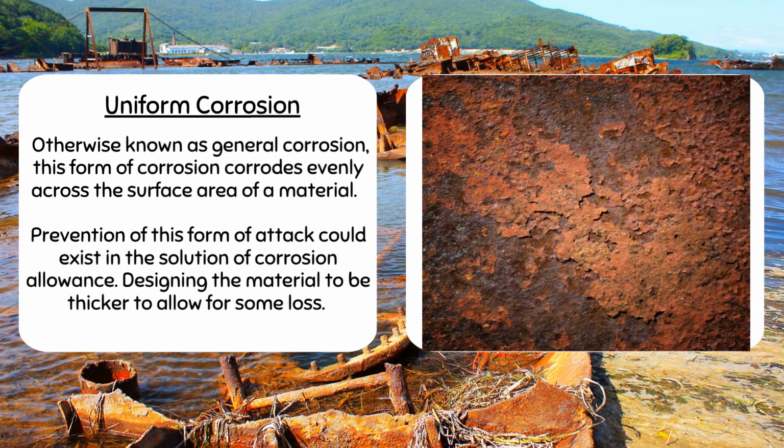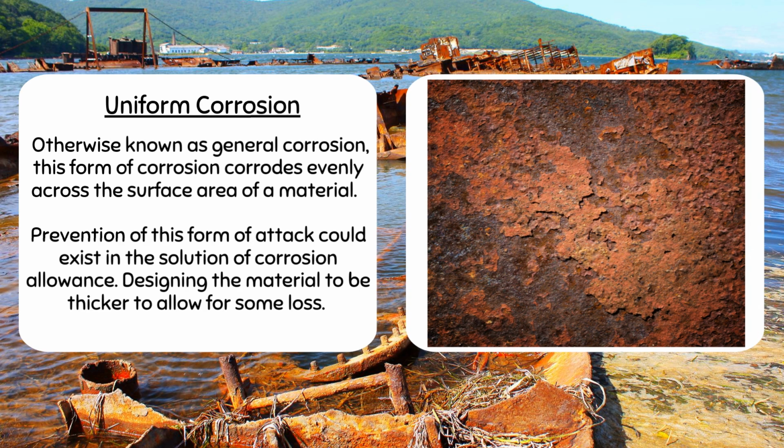Otherwise known as general corrosion, this form of corrosion corrodes evenly across the surface area of a material. Prevention of this form of attack could exist in the solution of corrosion allowance. Designing the material to be thicker to allow for some loss.